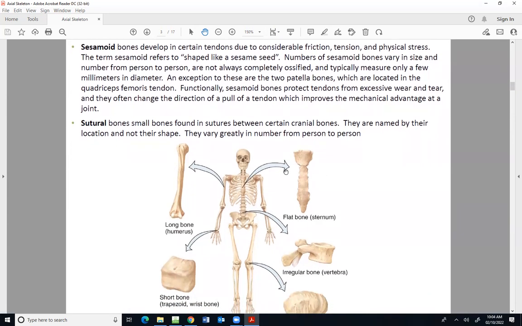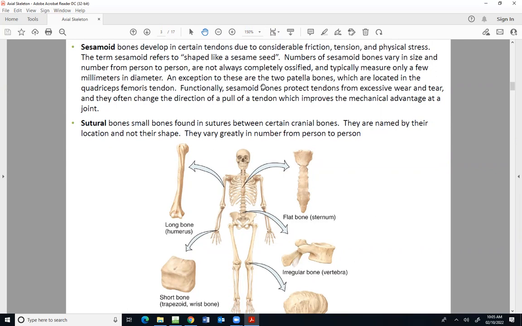Okay. And then sesamoid bones are called sesamoid bones because they're shaped like a sesame seed. In many cases, they're just tiny little pieces of bone. They're found in certain tendons due to considerable friction, tension, and physical stress. The number of sesamoid bones will vary in size and number from person to person, will not always be completely ossified, and typically measure only a few millimeters in diameter. So this is an example where, like I said, we actually have more than 206 bones in the body.